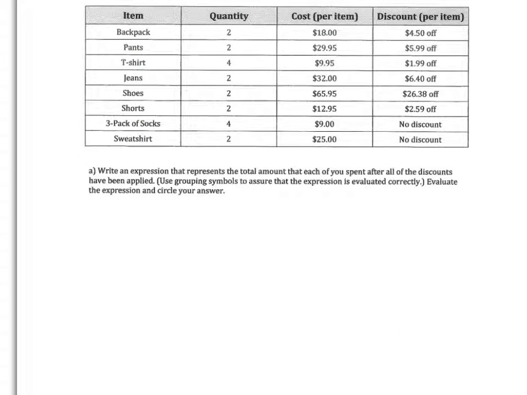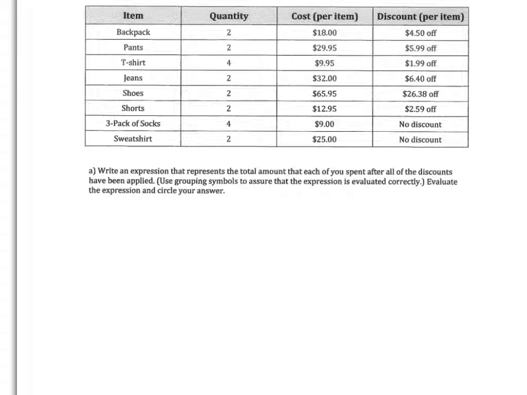All right, so here we're looking at the first part to the problem on your homework. Write an expression that represents the total amount each of you spent after all of the discounts have been applied. So let's take a look at what we have here. This chart breaks down every item we buy and the cost that we're going to pay for each item and the discount we get.